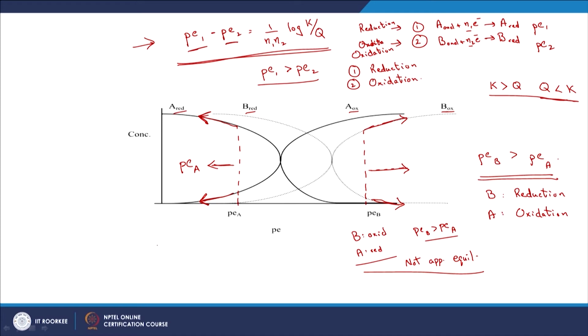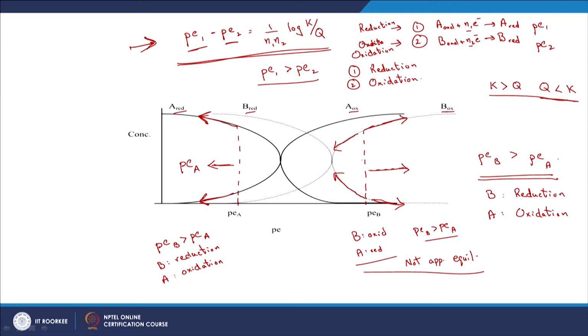So let us look at the other case, PEB is still greater than PEA, but now we are going to go by what we understood earlier, that B will go through as reduction and A will go through as oxidation, and let us see if this makes sense. If B is going through as reduction, the reduced form of B would increase in concentration. So this is the reduced form, which is going to increase, and the oxidized form would decrease, so it will travel in this direction.